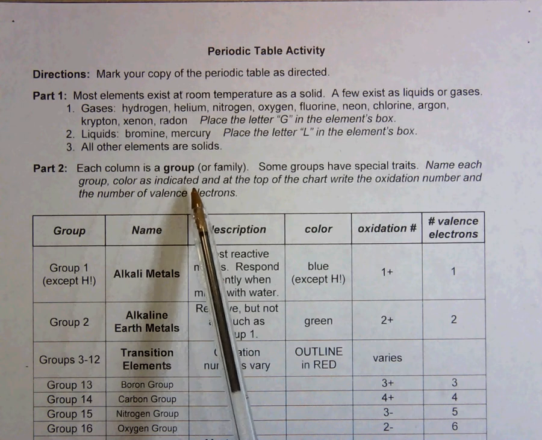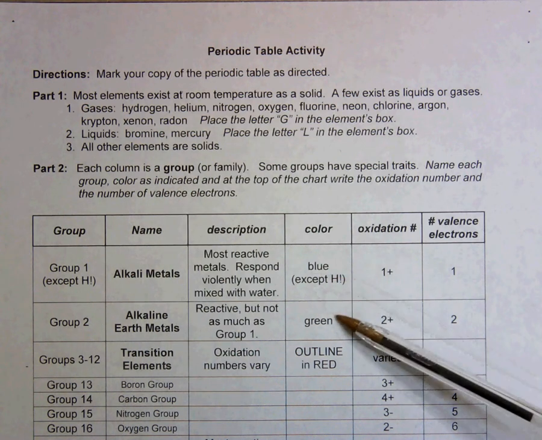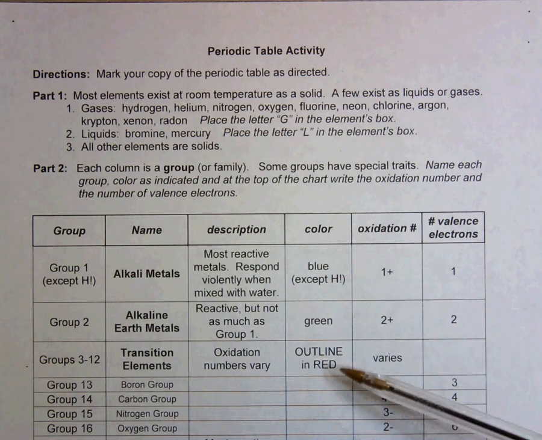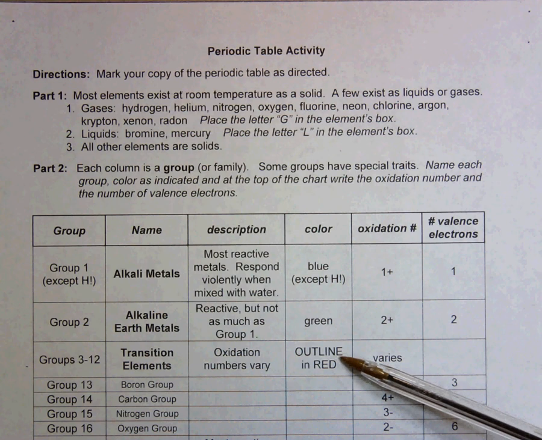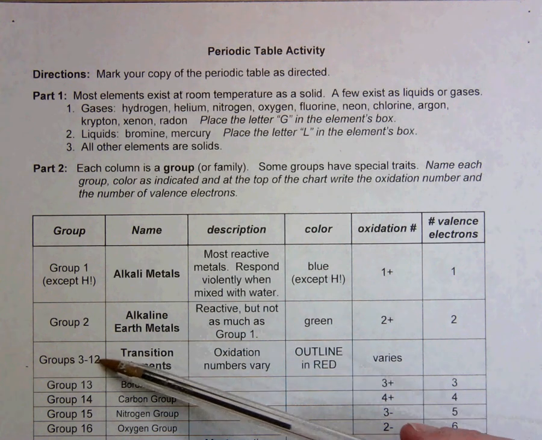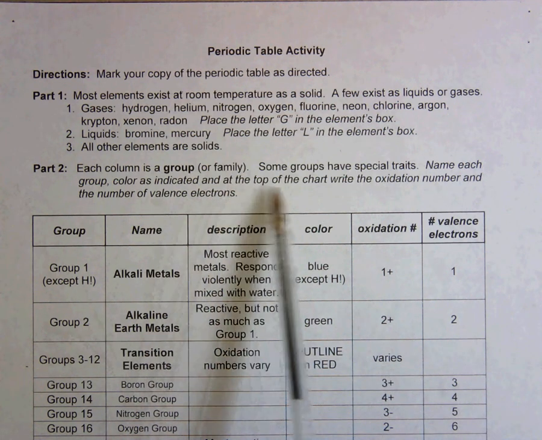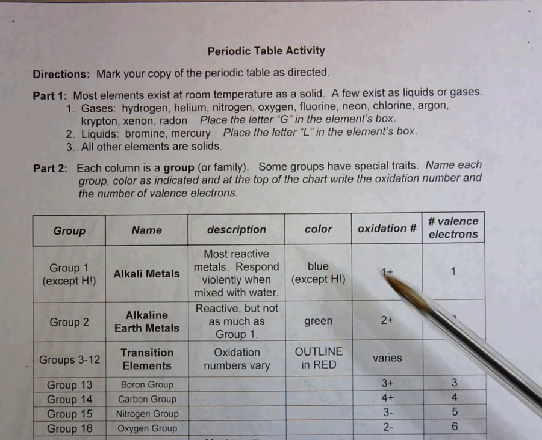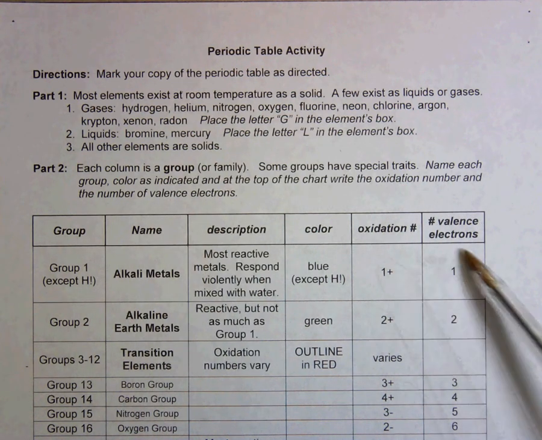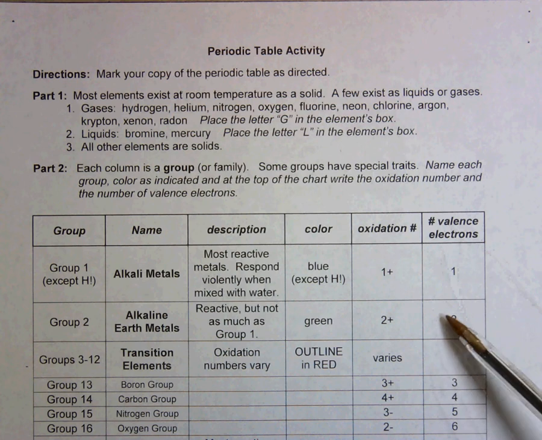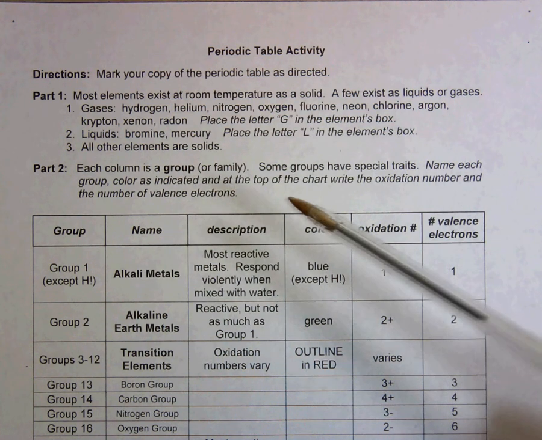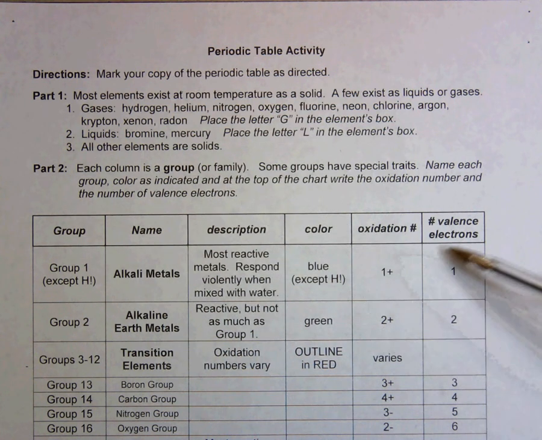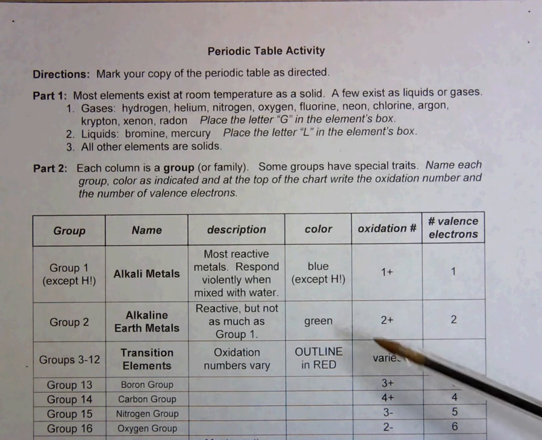Color as indicated. So here are the colors that you need to color everything. Now it says to outline in red just to save you time, so you don't have to color in all of those boxes. And it says, at the top of the chart, write the oxidation number and the number of valence electrons. So both these numbers and these numbers need to be written on top of each group so that you'll have this information when you're taking tests and doing your packets later on.